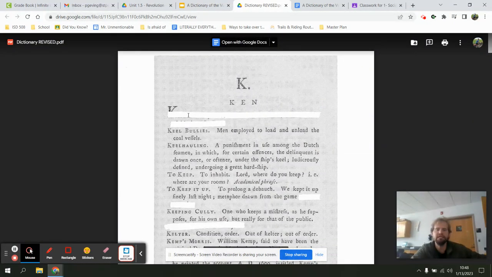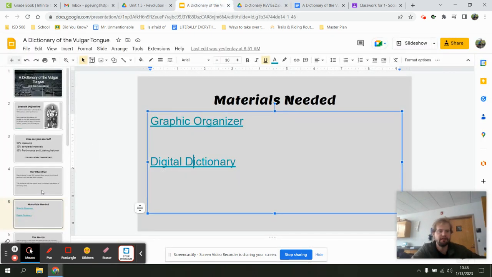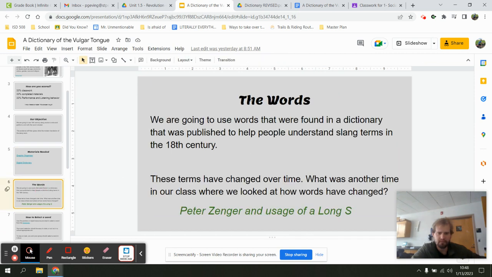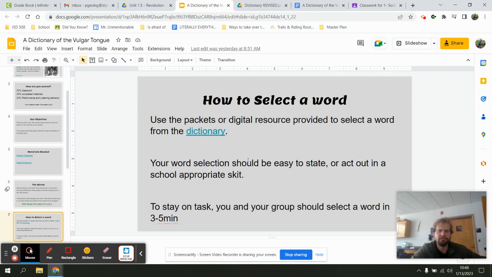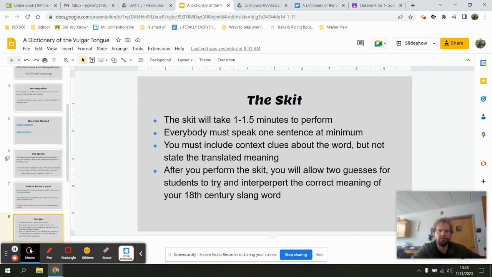And this one was continuing from another page. So you'll notice some of them too. Like this one says to go somewhere else. This one is from the other page prior. I just blocked it out because we don't have access to that other page. I deleted it. Once again, Peter Zenger, the use of the long S. Once you select a word, you'll go through, you'll get ready to make your skit.